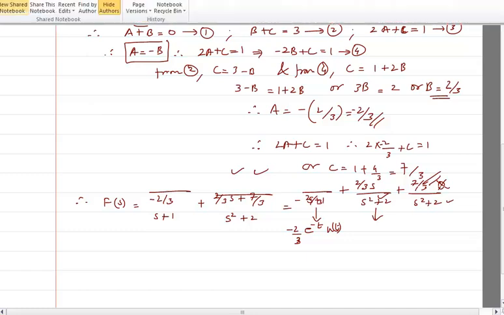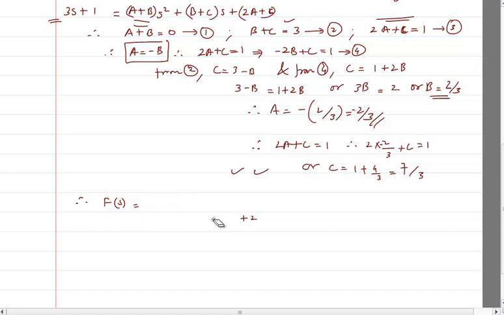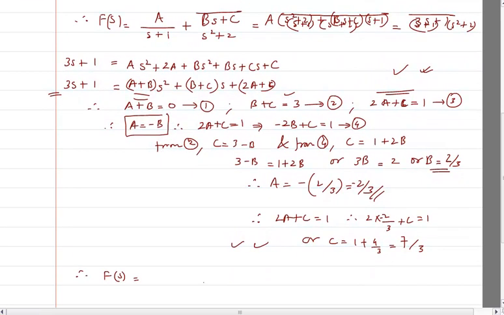Oh sorry, this got totally jumbled up, let me write it clearly. Same thing, it got slightly mixed up. Okay, so this f of s is going to be equal to, writing it in the form, a, which is minus 2 by 3 divided by s plus 1, plus b, which is 2 by 3 s divided by s square plus 2, plus 7 by 3 divided by s square plus 2.